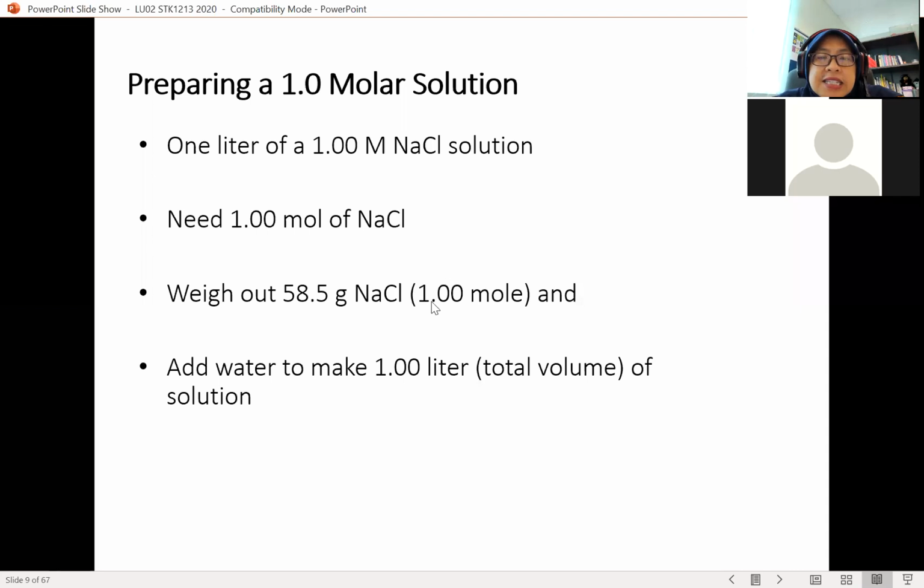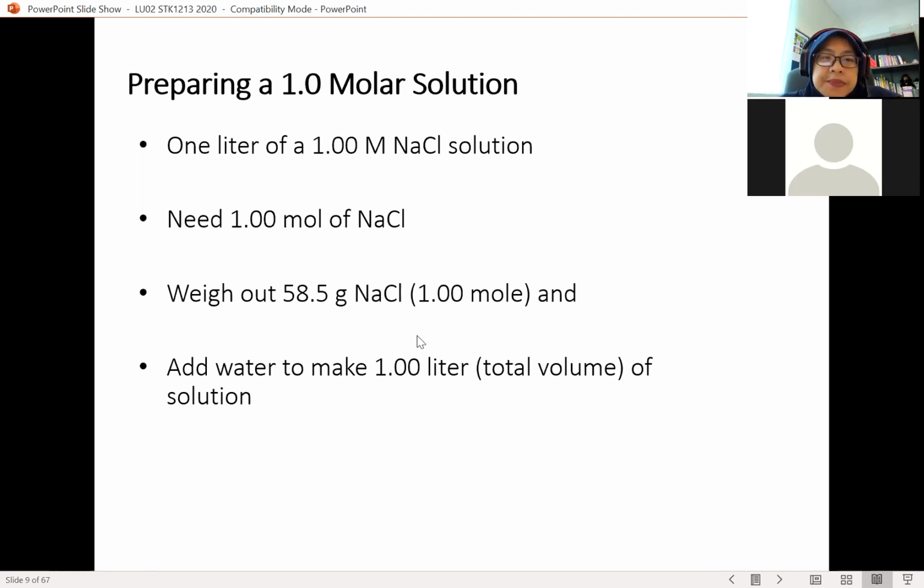Okay, it's about determining how many grams you have per mole of sodium chloride. You go back to the periodic table and see what the molar mass for sodium is and what the molar mass for chlorine is. For sodium chloride, it's the molar mass of sodium and chlorine combined together. It's 58.5 gram per mole. So this is how much sodium chloride solid you need to weigh in order to prepare 1 liter of solution.